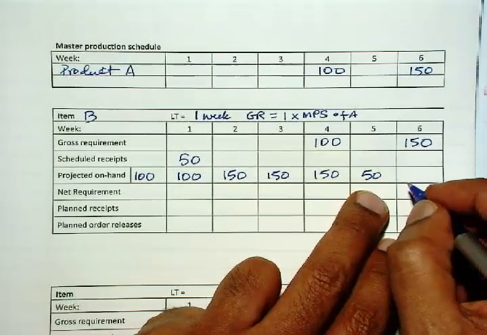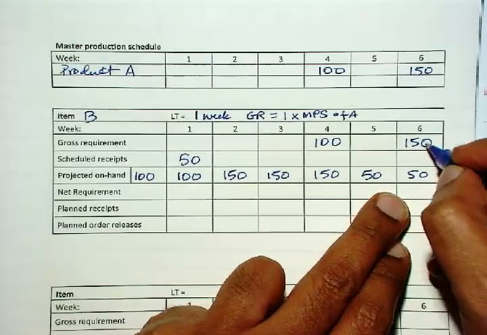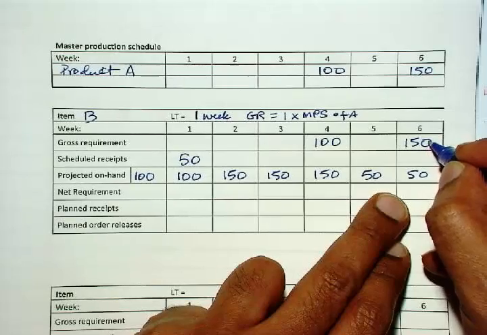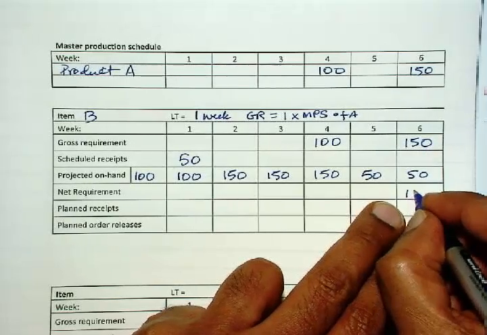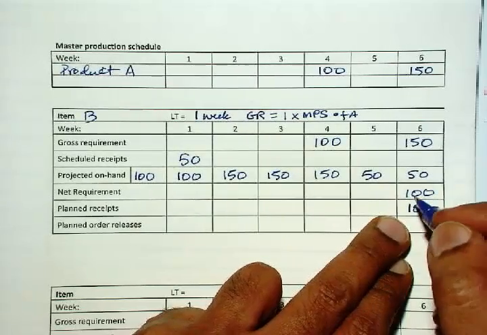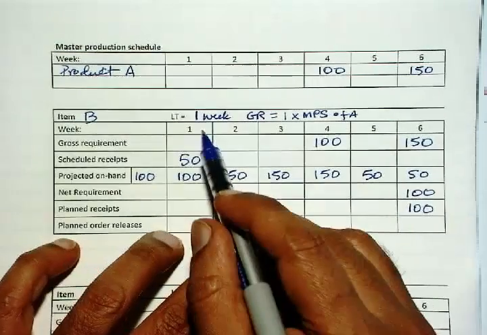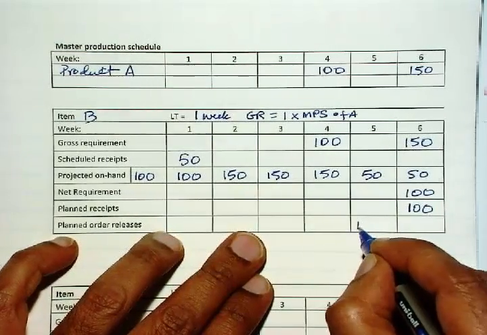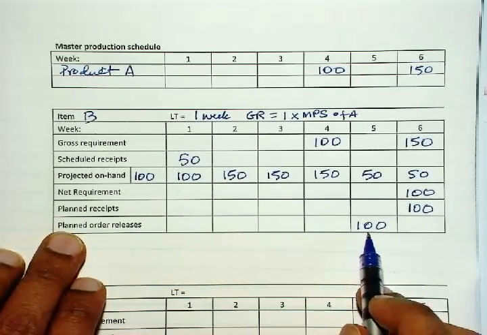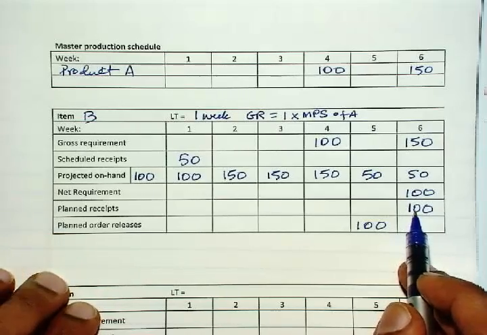Nothing happening in week 5. So that 50 will remain. So now we have a requirement, because 50 is not sufficient to meet 150. So we have a net requirement of 100, which must be received at the beginning of week 6. And since the lead time is 1 week, the production has to begin, we need to release the order in week 5. So it will be available in week 6.